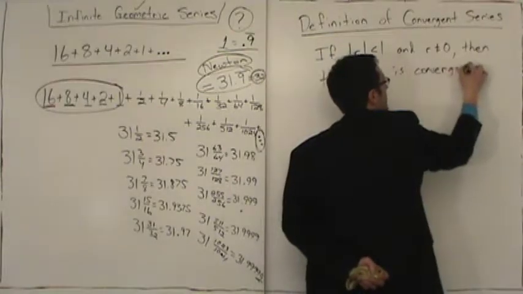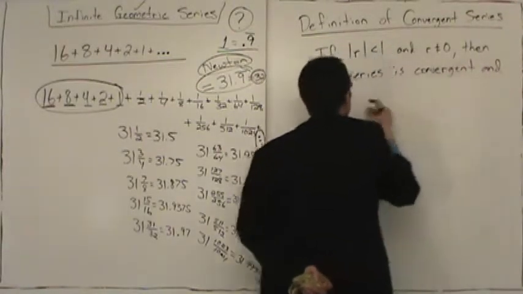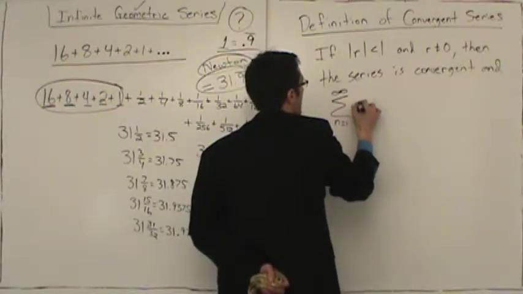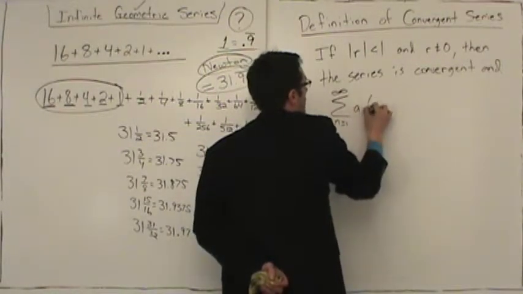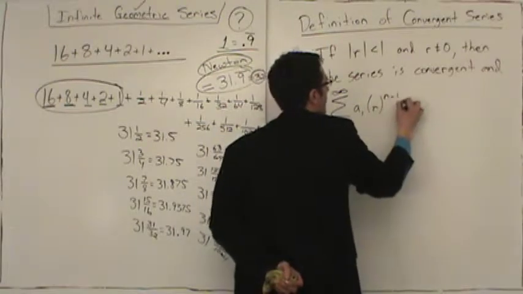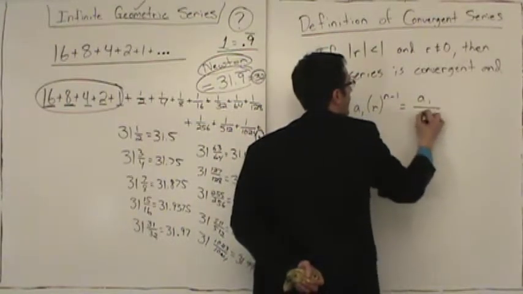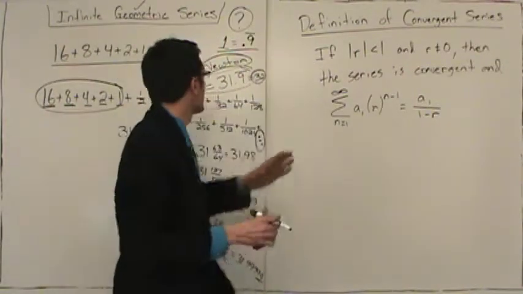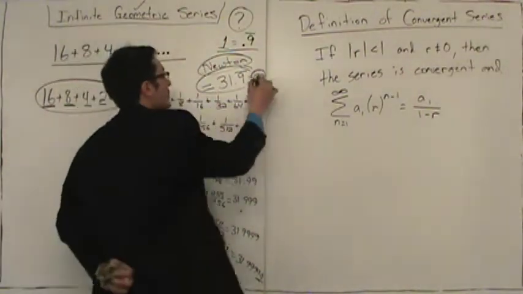Convergent. And the sum from n equals 1 to infinity of a sub 1 times r to the n minus 1 power is equal to a sub 1 over 1 minus r. Now, we'll get into what this means in a minute. What I'm saying is, why is this equal to 32 today?